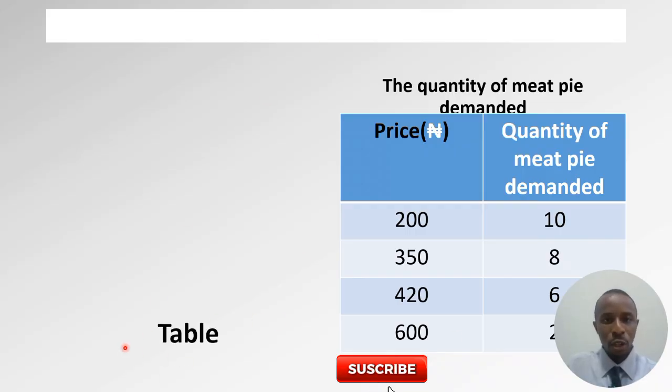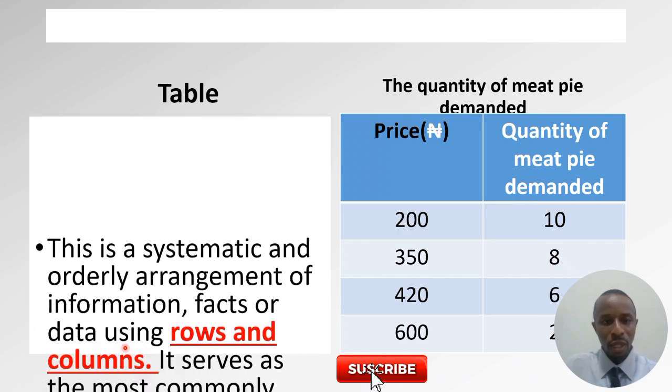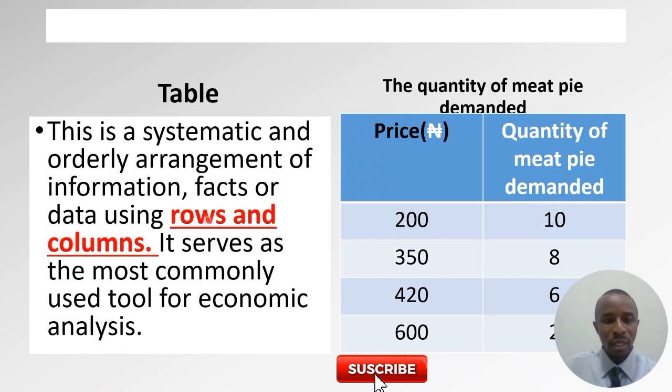So this is the definition of the table from what I've just explained. Take note of these keywords, rows and columns. In defining a table, you need to include rows and columns. And table is the most commonly used tool for economic analysis because it's very simple for everyone to understand. Let's proceed.